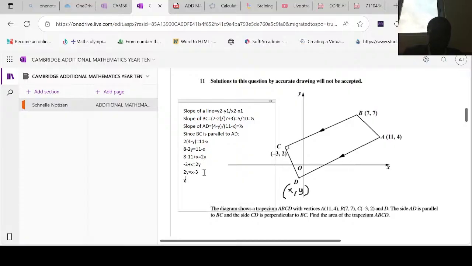So y will now become equal to 0.5, let me use decimal, x, minus 1.5. Which means if you plot the graph, the intercept on the y-axis should be minus 1.5 on your y-axis, then the slope should be 0.5.